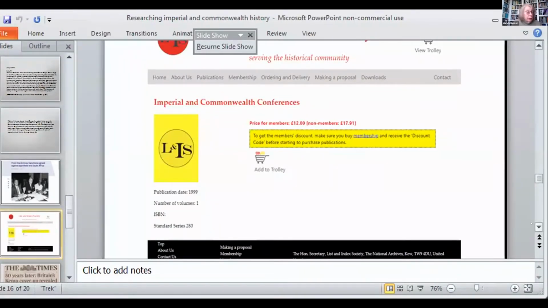My final section, the Foreign and Commonwealth Office Migrated Archives.